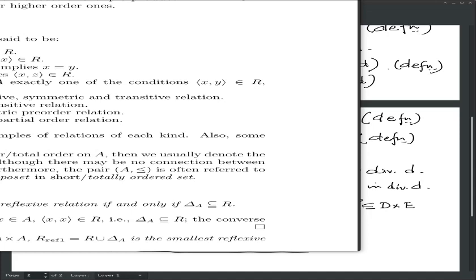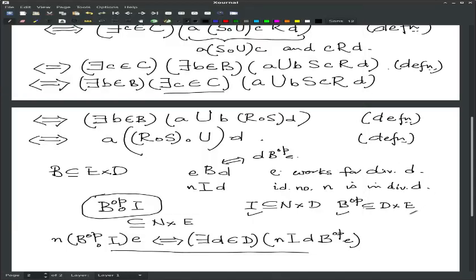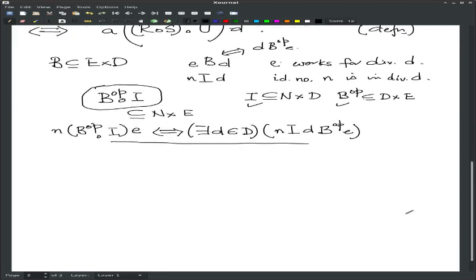Now if you generalize, either x is related to y, or y is related to x, or x is equal to y. Exactly one of the three conditions is going to hold good. So that's where it comes from. Now where does it fail? Let's take an example where it doesn't happen. Trichotomy.